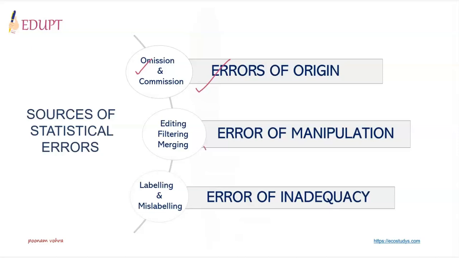Then the error of manipulation may arise due to manipulation in the collection, measurement, and description of data. So there may be errors in editing, in filtering, or in merging. Then the third type of error may be the error of inadequacy. It may arise due to incomplete or unrepresentative data, or there may be problems in labeling and mislabeling. So one needs to be careful about statistical errors.